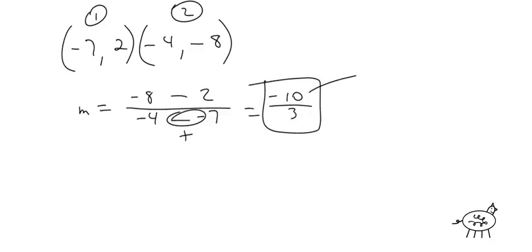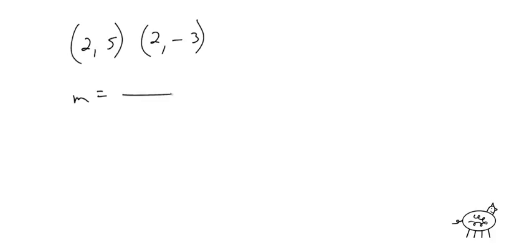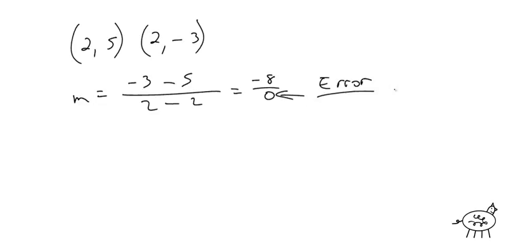Now I got a couple special cases here. One special case is this: 2 comma 5 and 2 comma negative 3. So let's figure that out. y2, so it's negative 3 and 5 and 2 and 2. So negative 3 minus 5 is negative 8. 2 minus 2 is 0. Oh! Now if you stick this in your calculator, you're going to get an error. Please don't tell me that the slope is an error, because it's not an error. It is a slope. And this slope is actually undefined.